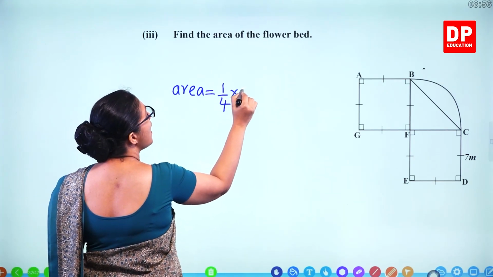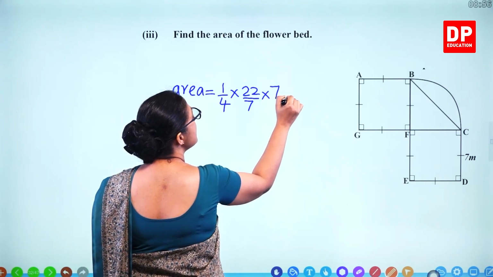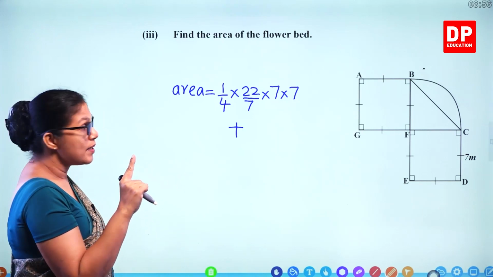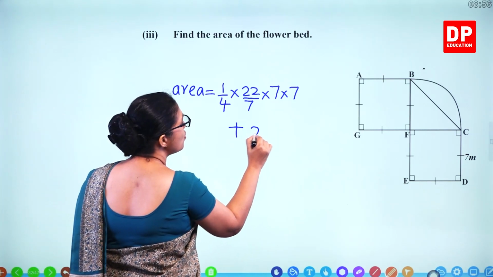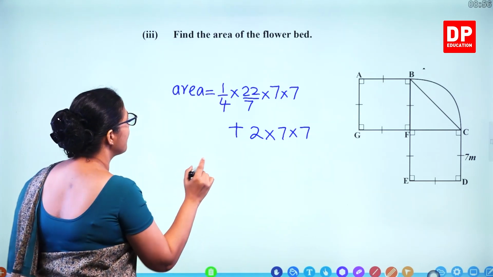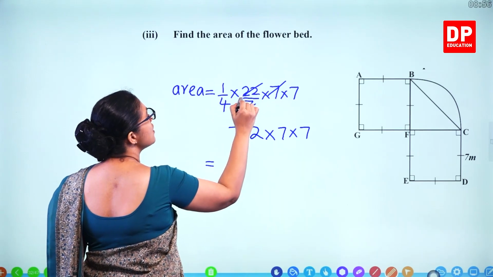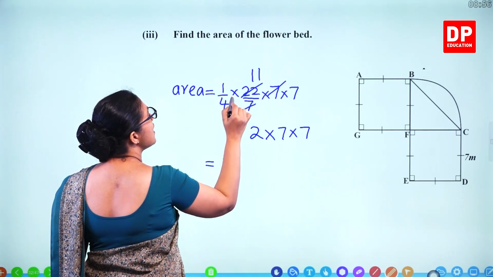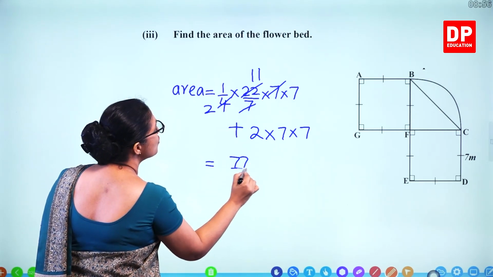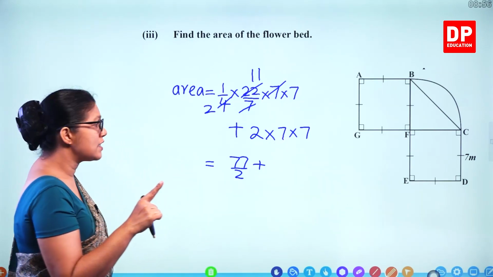1/4 pi r squared, that's 22 over 7 times 7 into 7, plus 2 squares are there with length 7, so 2 times 7 into 7 is the area of a square. Now simplify. 7 gets cancelled out. 22 divided by 2 is 11, and 2 here. So 77 over 2 plus, here you get 7 times 7, 49.